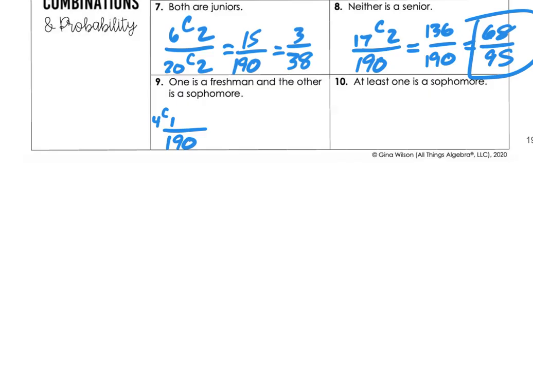The second person I pick has to be a sophomore, and we have 7 sophomores. So that would be 7, choose one. What do you think we would do with those 2? Multiply them. Yep. So we'll do 4 choose 1 times 7 choose 1. Now here's the good thing. If I do 4 choose 1, how many different ways can I do 4 people choose 1? 4, because I have 4 people to choose from. Yep. And so this is really just 4 times 7, which is 28. And I have 28 over 190.